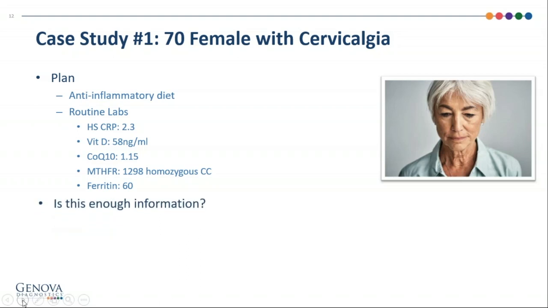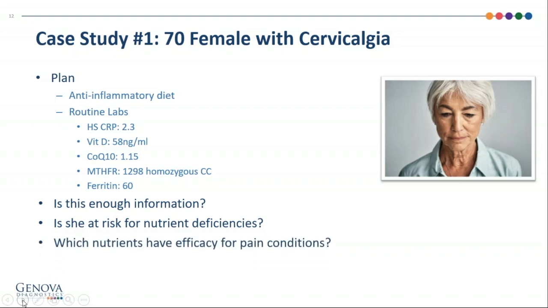Is this enough information? Is this enough for us to prescribe a plan and to help this patient? Is she at risk for nutrient deficiencies? She's not on a lot of medications, but we know she has a restricted diet, and she's had some gut changes from all the antibiotics she's been through, and she's also been on steroids, and she's also been in chronic pain. Which nutrients might have efficacy for her? So stay tuned. We're going to answer those questions in this talk.